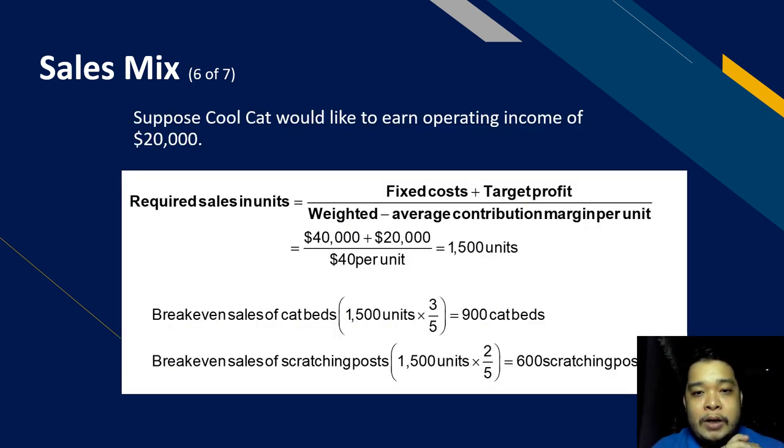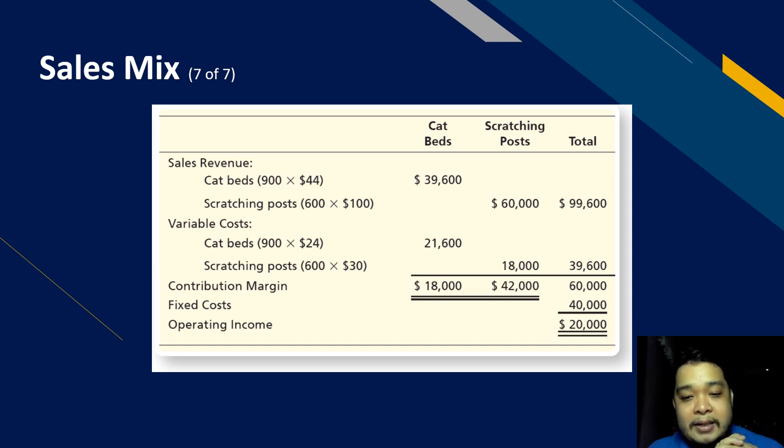Now suppose the company would like to earn operating income of $20,000, as we have previously discussed. No, we just add $20,000 to $40,000, which is the fixed cost. So if you want to earn additional $20,000 of target profit, you now have to increase the composite sales to 1,500 units and the combination of 900 cat beds and 600 scratching posts will do the trick for you. This last slide shows that we have attained the 20,000 operating income.